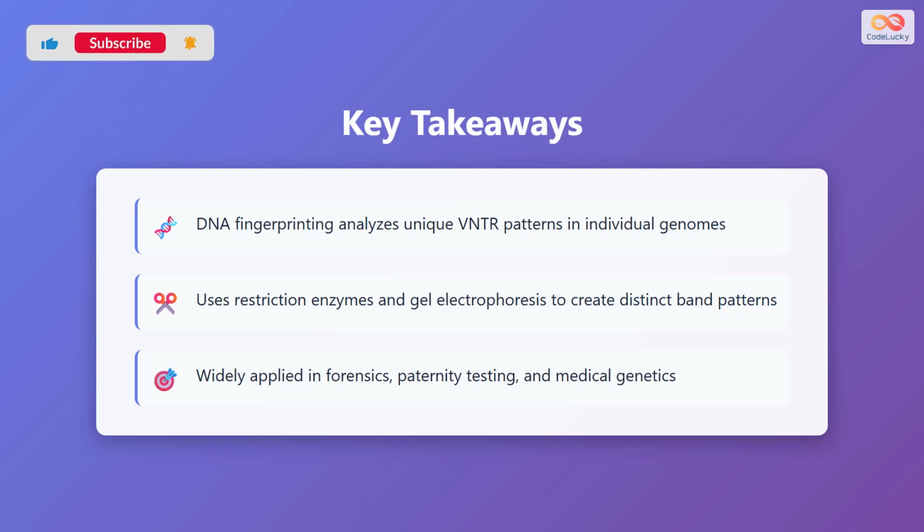Let's recap the most important concepts from this lesson. First, DNA fingerprinting analyzes unique VNTR patterns in individual genomes to establish identity. Second, the technique uses restriction enzymes to cut DNA and gel electrophoresis to separate fragments, creating distinct band patterns that are unique to each person. Finally, DNA fingerprinting is widely applied in forensics, paternity testing, and medical genetics, making it one of the most important biotechnology tools available today. Understanding these principles gives you insight into how modern science identifies individuals at the molecular level.